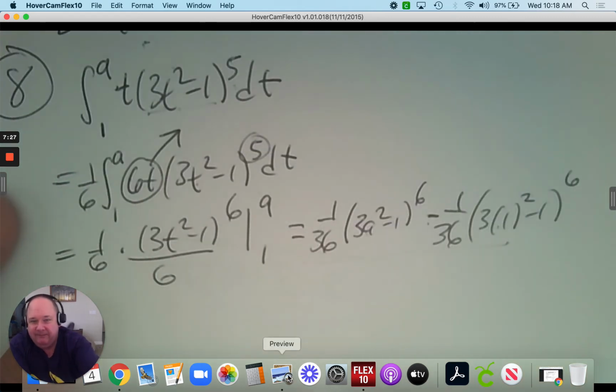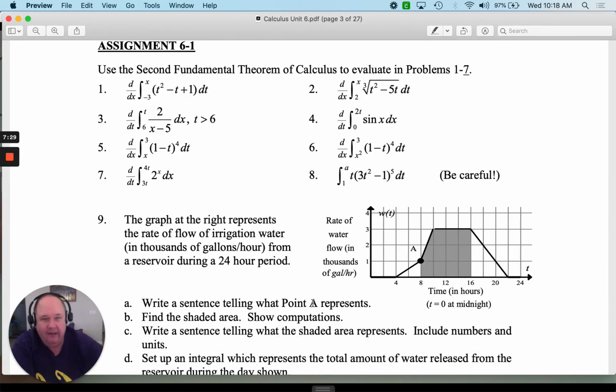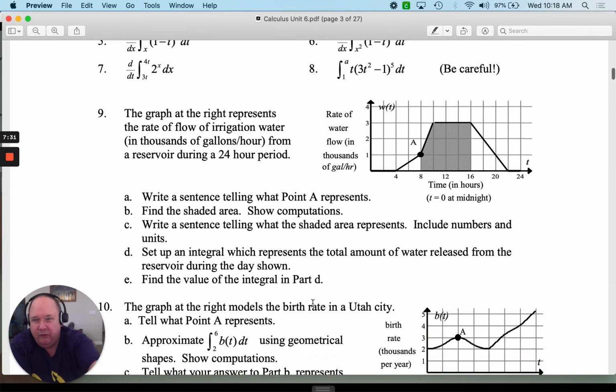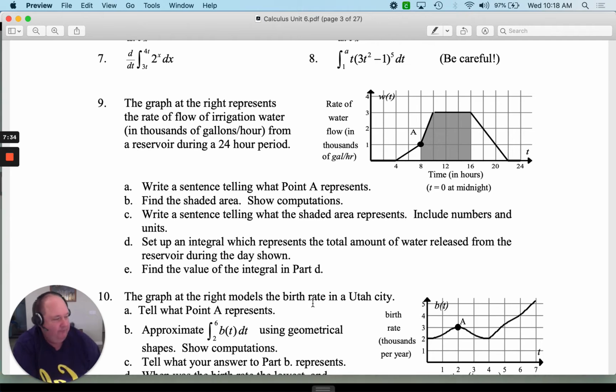Number 9. All right, I like these questions. So these are story questions again. Whenever stories come out and you have to interpret a graph, they can be simple if you let it be simple. I'm going to read it for you. The graph at the right represents the rate of flow of irrigation water from a reservoir during a 24-hour period. So the graph is a rate. That means it's a derivative graph. If you're looking at a rate, that's a derivative.